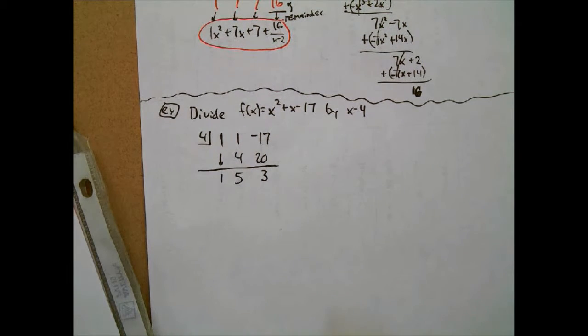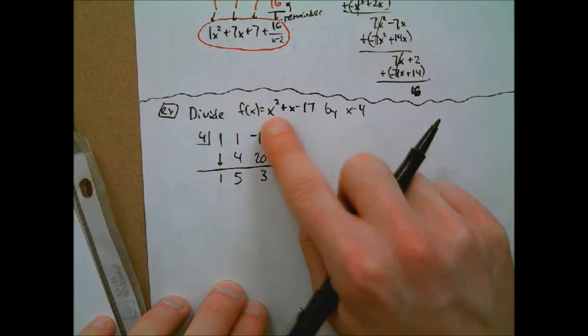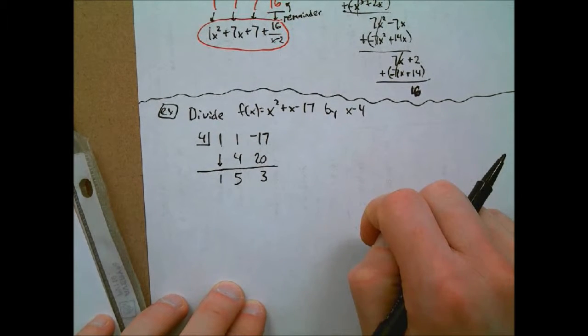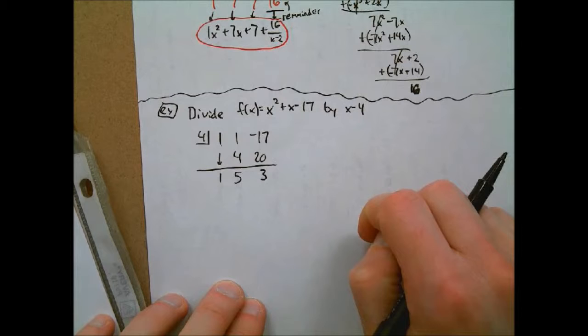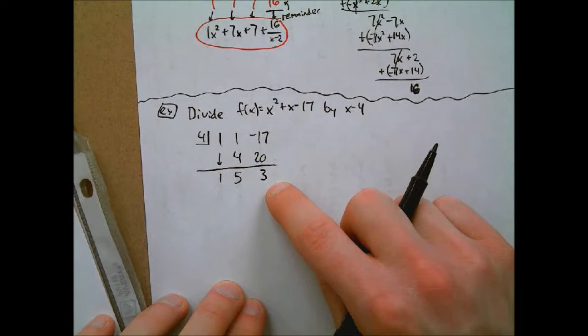Does x minus 4 evenly divide this polynomial? No, because the remainder is 3 and not, right, we want a 0 there.